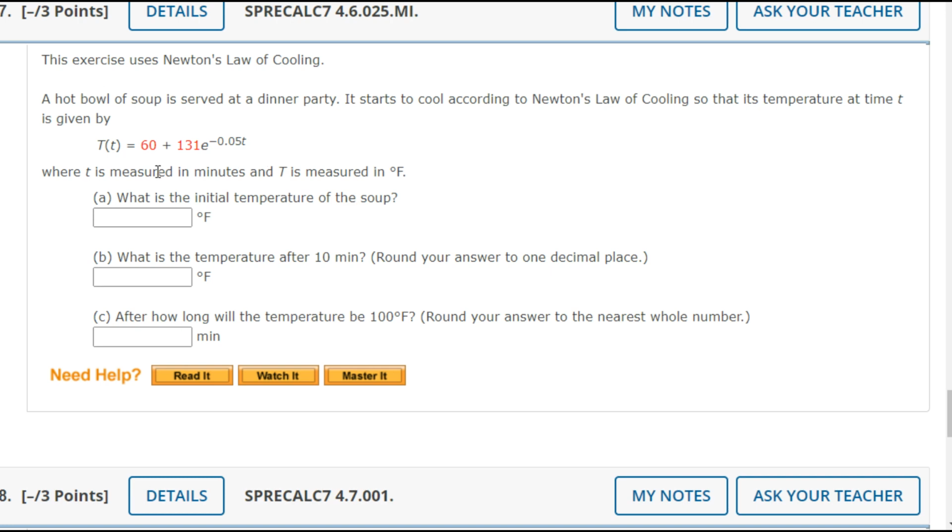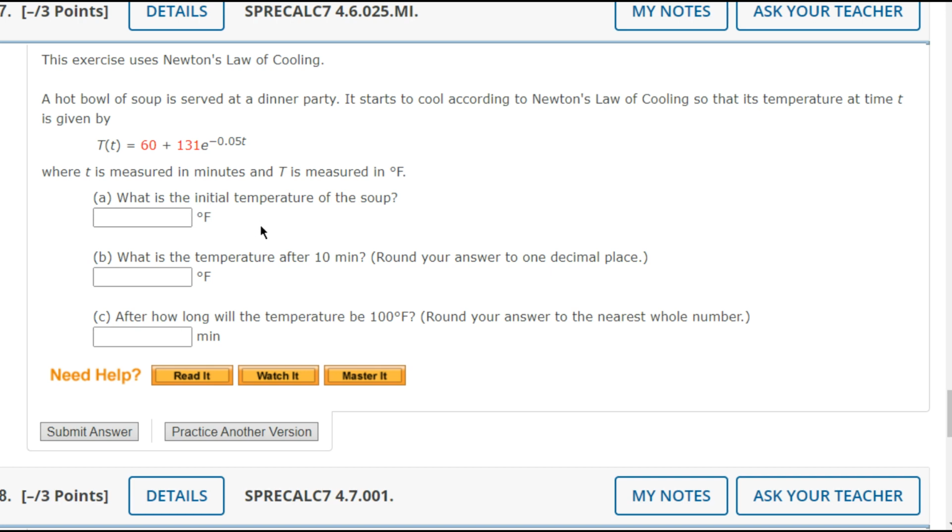Evidently, the room temperature is 60, because as t goes to infinity, this part would go to 0. It approaches room temperature as t goes to infinity. So it must be 60 degrees in that room where the dinner party is held, or at least where the soup is served.